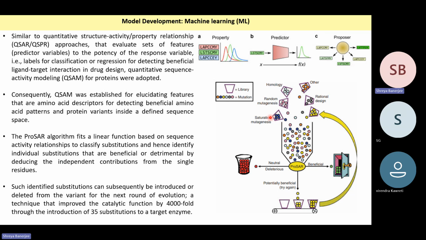So instead of random mutagenesis, it is identifying what mutations will be beneficial to the activity that we want. So instead of randomly getting a series of mutants, we are getting mutants which are actually doing the function that we want and improving that function. So instead of directed evolution based completely on experiment, this is narrowing down the number of mutations required. And you can see an example here. Just by 35 mutations, the catalytic function is improved 4,000 times.